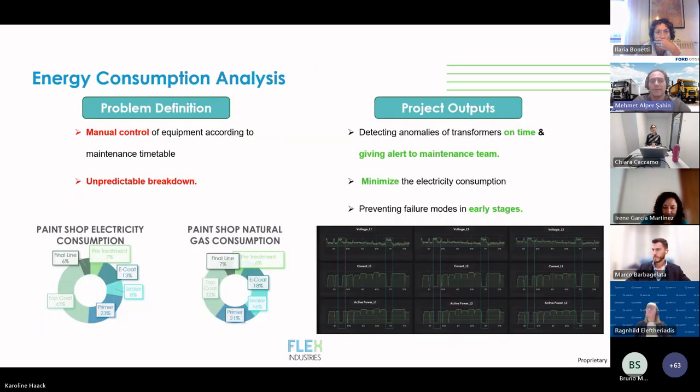And we analyze energy consumption in the paint shop with Cartif and CIRT. In the current state, manual control of equipment according to a maintenance table and unpredictable breakdowns are common. During this project, our aim is detecting anomalies of transformers in real time and giving alerts to the maintenance team, preventing failure modes in early stages, and minimizing the electricity consumption in the paint shop area.